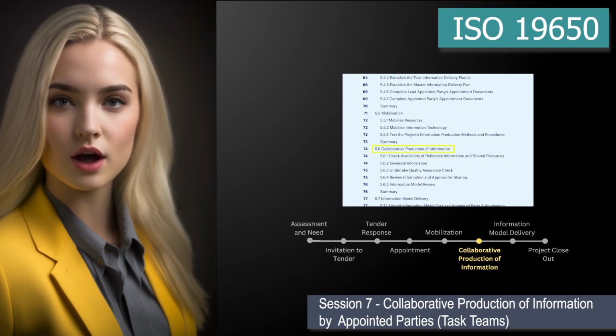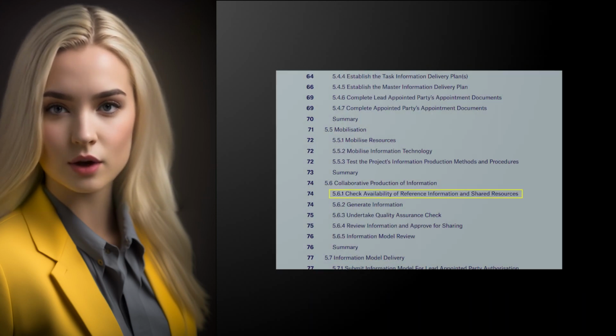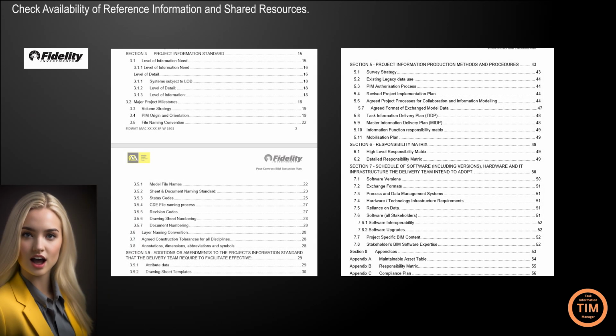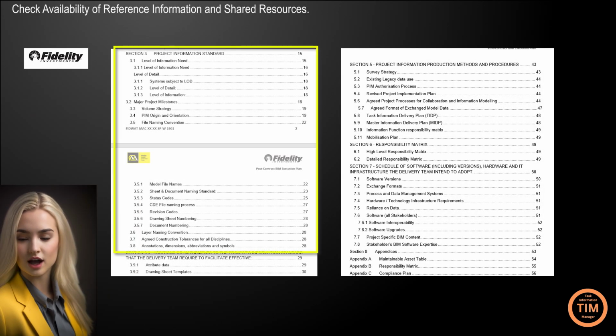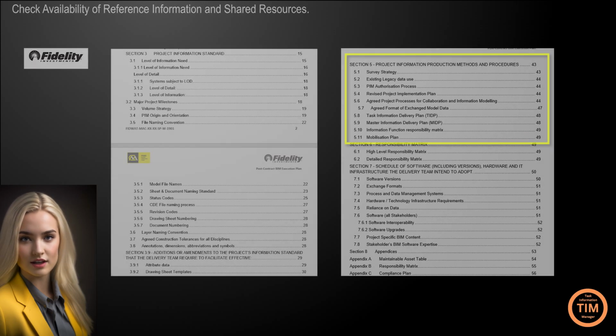Collaborative production of information by appointed parties, task teams. Check availability of reference information and shared resources. Before the subcontractors commence the production of information, the Task Information Manager must check compliance with the BIM Execution Plan's PIS, Projects Information Standard, for file naming, status codes, and level of information need, and the PIPMS, Projects Information Production Methods and Procedures, for review, approval process, and data formats.